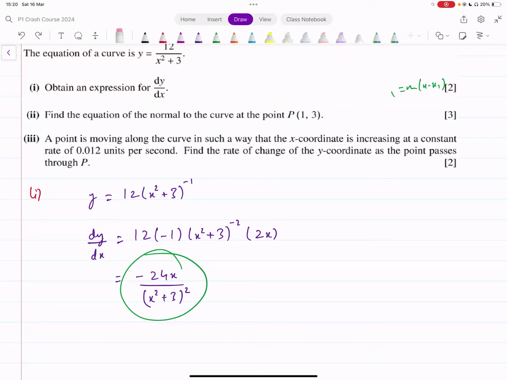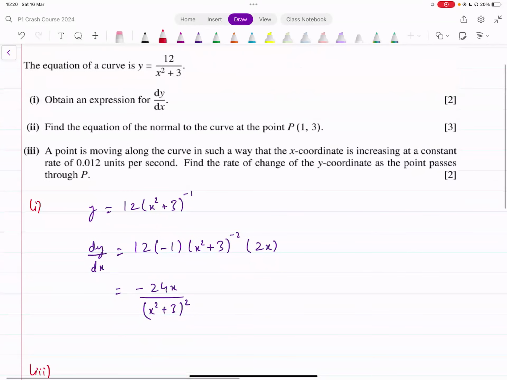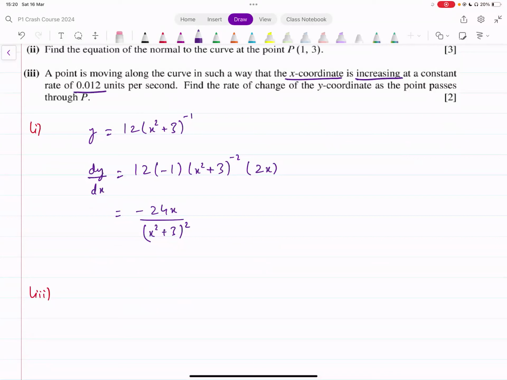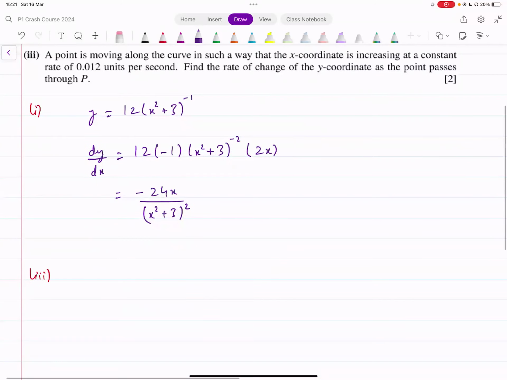Let's have a look at the last part that involves the rate of change. A point is moving along the curve in such a way that the x coordinate is increasing at a constant rate of 0.012 units per second. So what does it mean? X coordinate is increasing at a rate of 0.012 units per second. How do you write that in mathematical form? In the derivative form, you can say dx over dt, right? That's what they've given. Rate of change of x coordinate is 0.012.